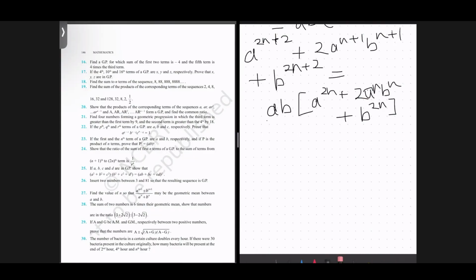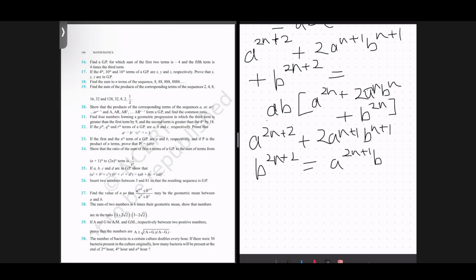Moving on, let us multiply ab into the bracket and see what we get. On the LHS it's going to be the same: a raised to the power 2n plus 2 plus 2 a raised to the power n plus 1 b raised to the power n plus 1 plus b raised to the power 2n plus 2, equal to a raised to the power 2n plus 1 b plus 2 a raised to the power n plus 1 b raised to the power n plus 1. So ab multiplied by this term becomes this. And finally we get b raised to the power 2n plus 1 a. Correct.